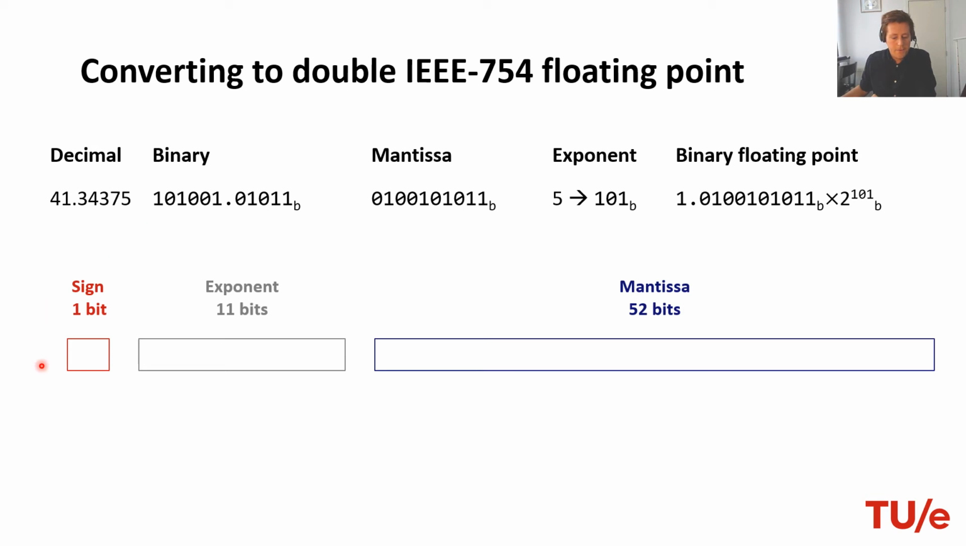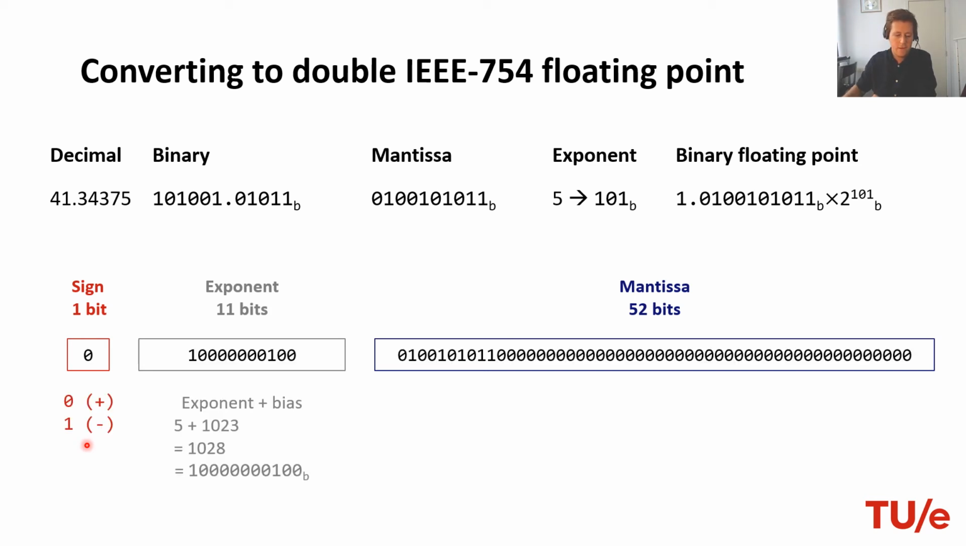Okay, so first off, the sign. We know it's 0 if the number is positive, it's 1 if the number is negative, so we just add a 0 here. For the exponent, well, the exponent is 5. We add the bias 1023, so that becomes 1028, which converted to binary is this. So this is the exponent plus bias as stored in memory.